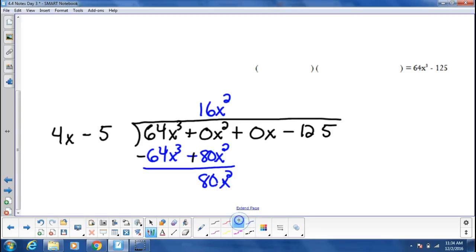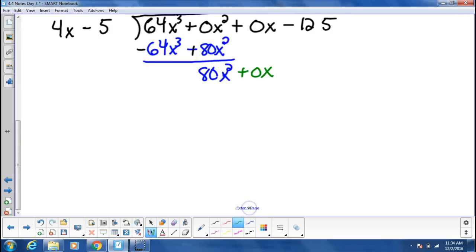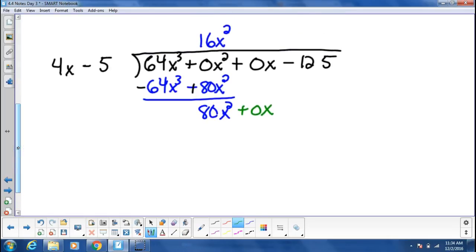Okay, drop the 0x. Too far in the drop. There we go. So then that's going to be plus 20x. So that's going to be 80x squared minus 100x.